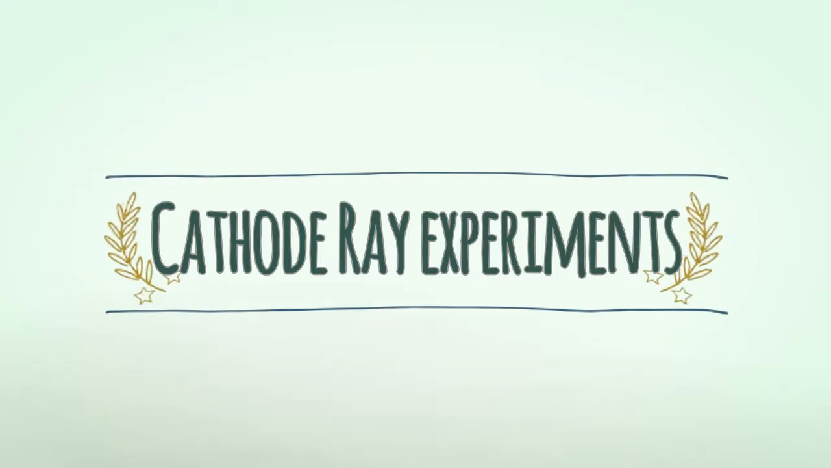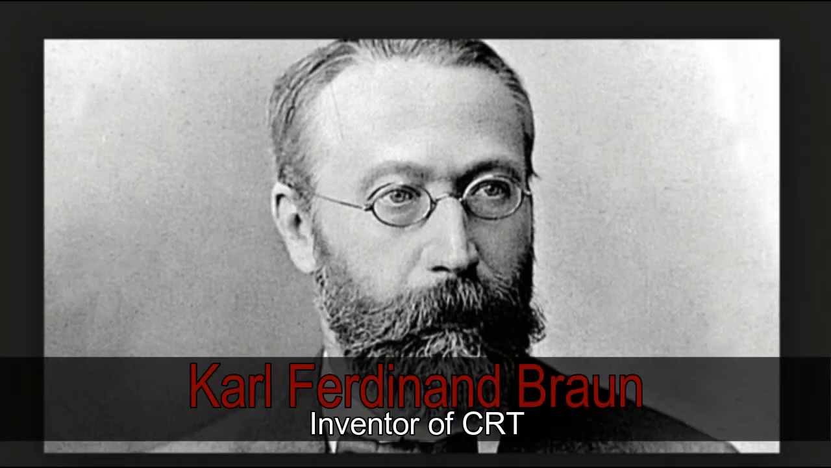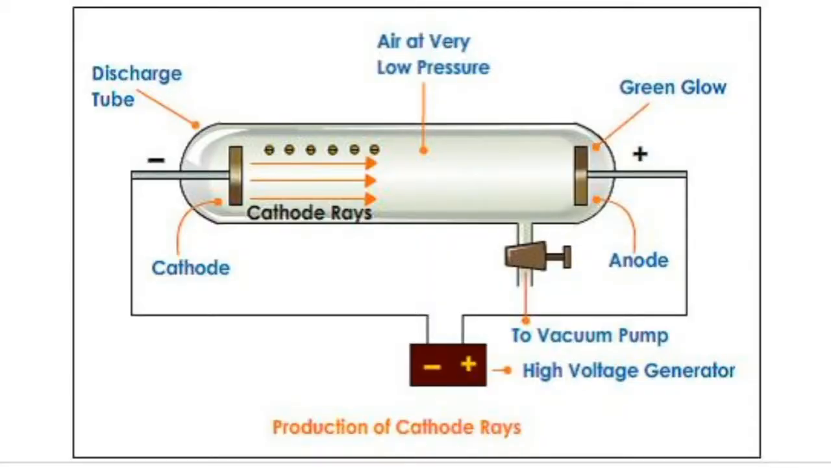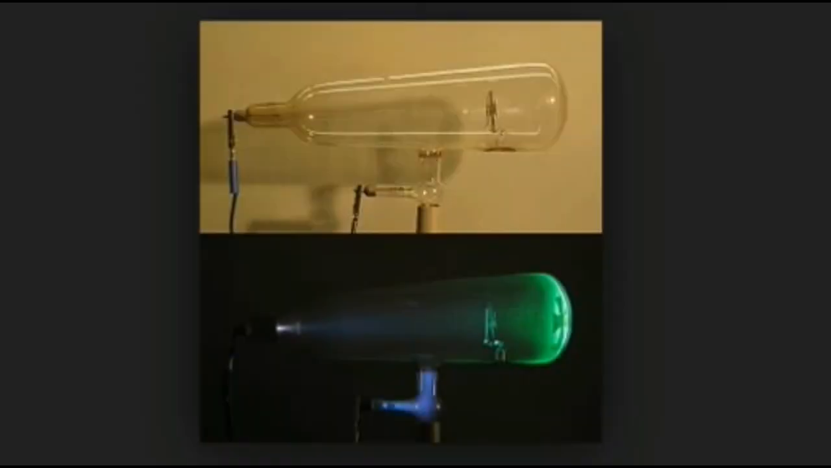Cathode ray experiments. Scientists in the 18th century attempted to pass electricity through gases. They succeeded when they used a glass tube with a gas or air at very low pressure in it. Such tubes are called cathode ray tubes, or discharge tubes.